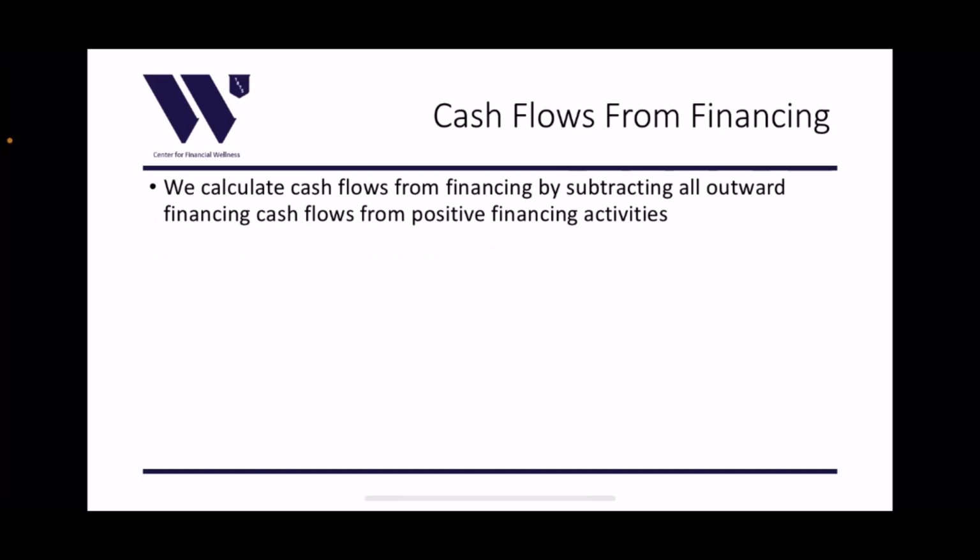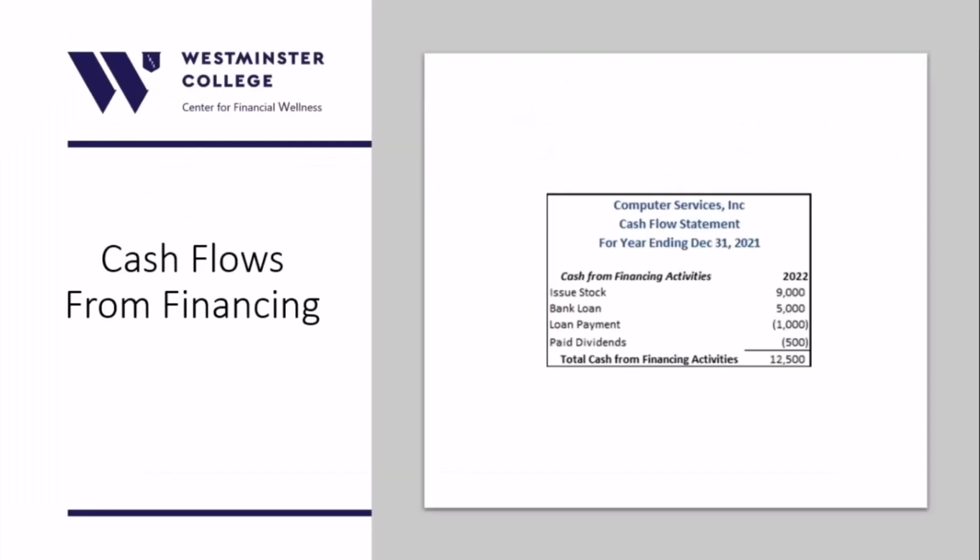So calculating cash flows from financing is fairly simple. We just take all of the inflows of cash from financing and then subtract off all of those outward financing cash flows. So if we have any positives, considering potentially any issuance of stock or any issuance of a bank loan, we're just subtracting off any of those negatives that would be maybe paying off a loan or any dividends. So here we'll take a look at an example.